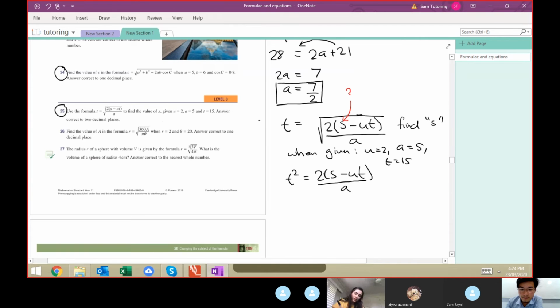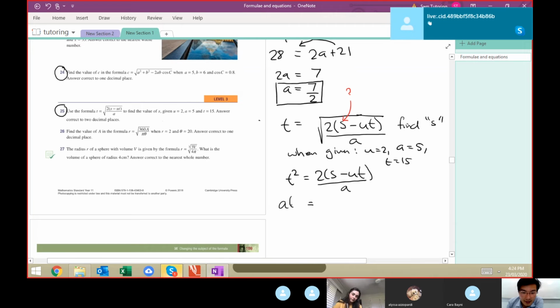What do we do from here? You could plug everything in, but let's make S by itself. If you're comfortable plugging everything in, that's not that bad too. But I'm going to make S the subject, then put everything in. It's much easier that way for me. You see this letter A here? What's it doing to the entire expression? Dividing. What's opposite that? Times. So you have A t squared, and what is this 2 doing to the whole expression? Timesing it as well. So what's opposite of timesing? Divide.